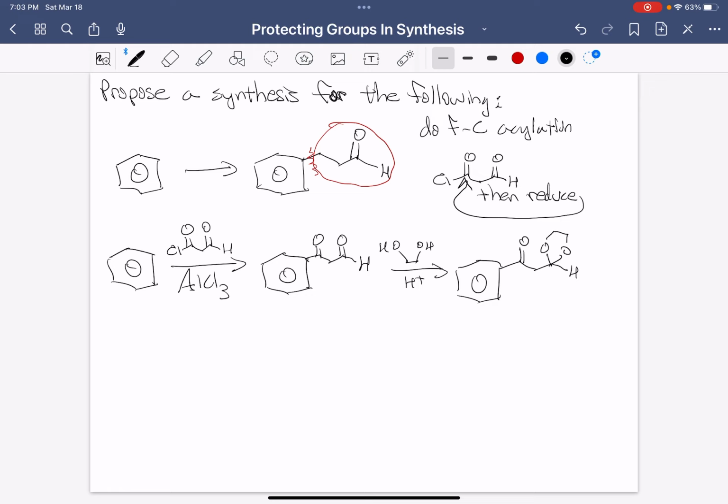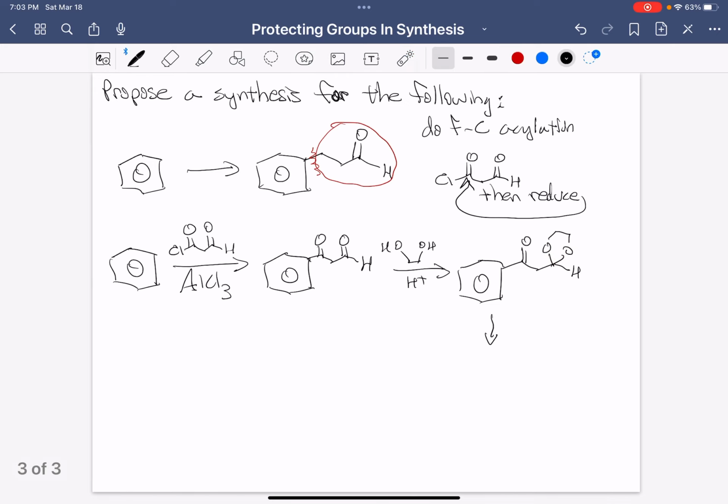Now we'll go ahead and reduce. And in this case, we don't want to use zinc mercury amalgam and aqueous hydrochloric acid. We don't want to use the Clemmensen because that would hydrolyze our acetal back to the aldehyde.